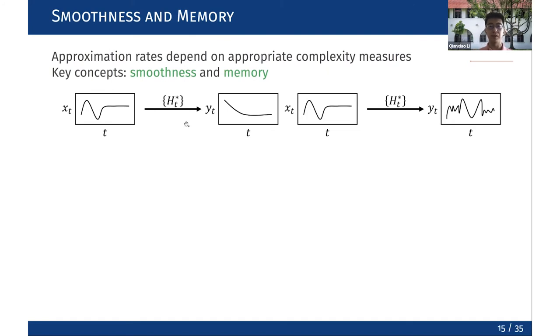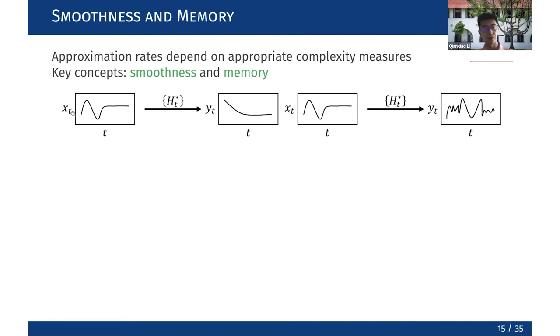So here, I give a graphical illustration of what I mean by smoothness and memory. Here on the left and on the right, you can see two families of functionals. I'm going to give you the same input signal. This is of course a cartoon. The same input signal, and the left-hand side produces this kind of output signal, whereas the right-hand side produces this one. So what's the difference?